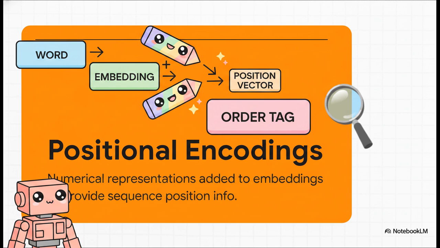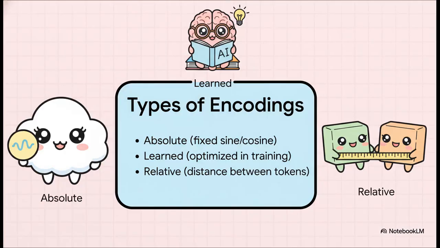By combining the word vector and this position vector, we feed the model both the meaning of the word and its exact spot in the sentence all at once. And here's a pro tip for massive bonus points. Mention the different types of encodings. Tell them the original transformer paper used absolute positional encodings based on fixed sine and cosine functions. It sounds super impressive. But also add that modern models often use learned embeddings that optimize during training or relative encodings that just focus on the distance between the tokens.